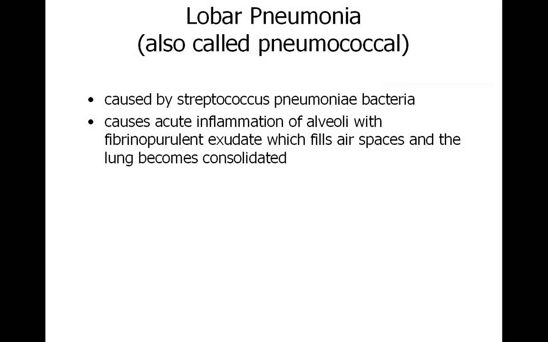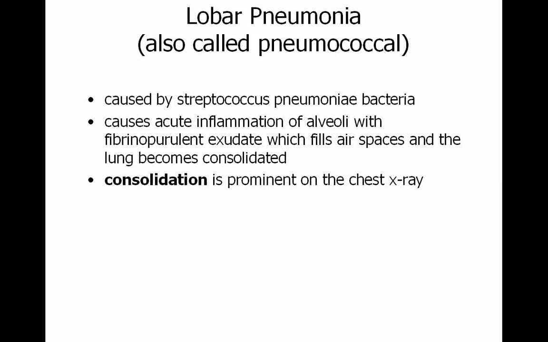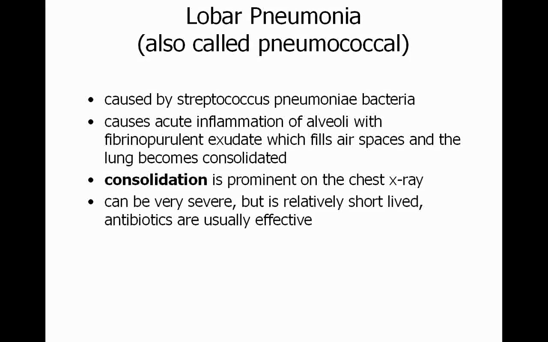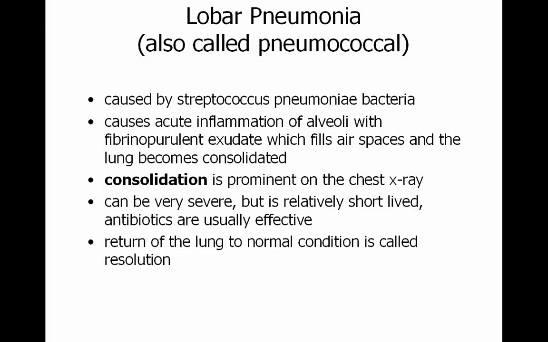Streptococcus pneumoniae bacteria causes acute inflammation of the alveoli, which are the tiny air sacs within the lung. A fibrinopurulent exudate will fill those air spaces, and when the lungs are seen on the X-ray film, the radiologist refers to the lungs as being consolidated. Consolidation is prominent on the chest X-ray of the patient with lobar pneumonia. Now, lobar pneumonia is very severe, but is relatively short-lived because the antibiotics used to treat the Streptococcus pneumoniae are usually effective. When the patient's hospitalized with lobar pneumonia, at first the radiologist describes those chest X-rays as having consolidation, and then before discharge, chest X-rays should show resolution. Return of the lung to normal condition is called resolution.